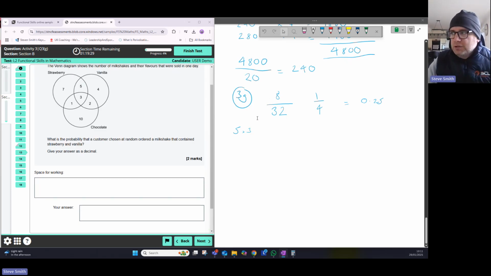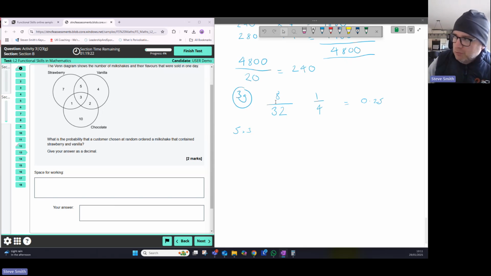So the process would be, we've got a fraction. Oh, how do I get a decimal? Oh, right, I divide my top number by my bottom number, and that's my decimal. Done. Or if we wanted a percentage, we just times that by 100, therefore 25%.